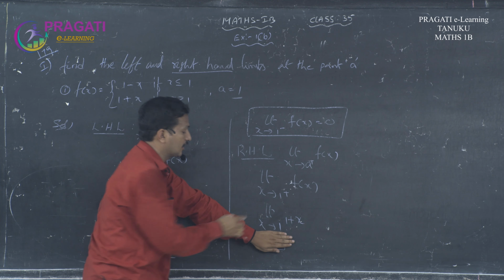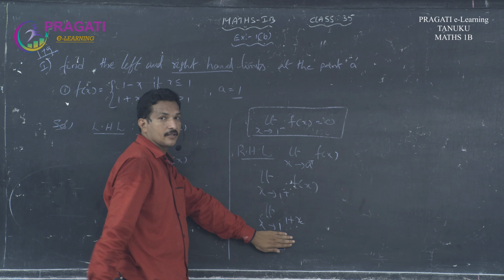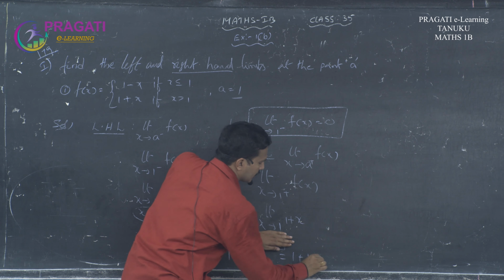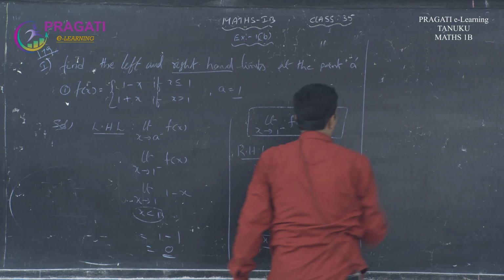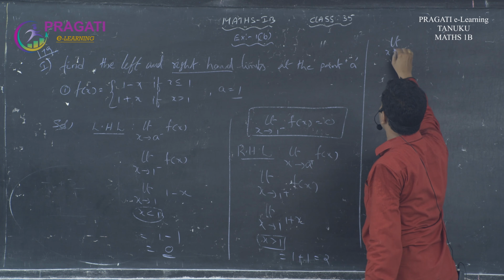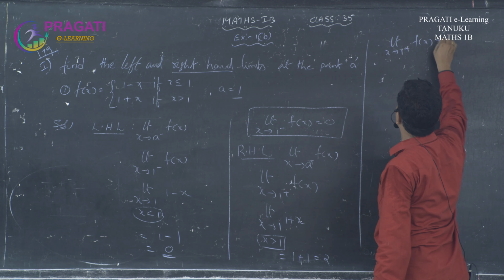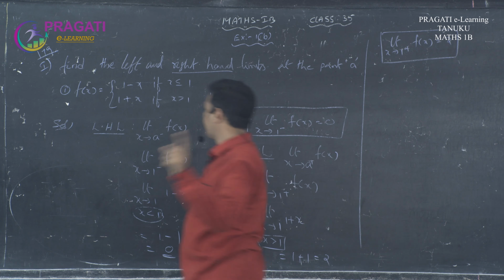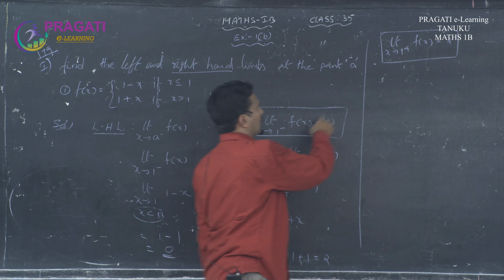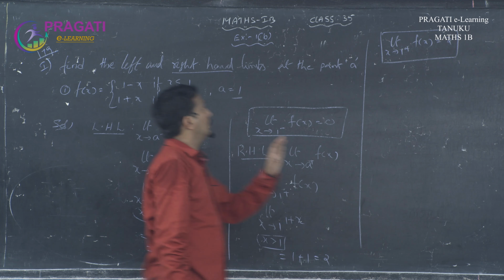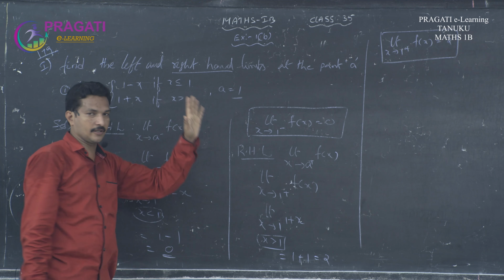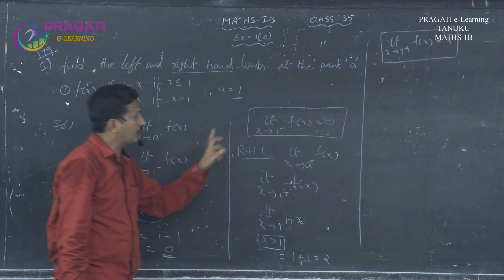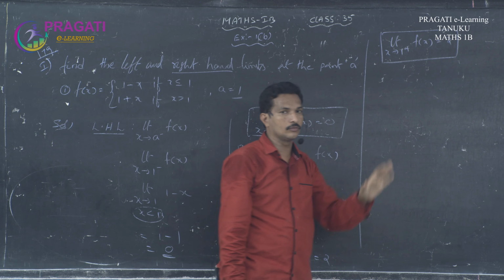Here the remaining function is limit x tends to 1, 1 plus x. By the direct substitution method, 1 plus 1 is equal to 2. Therefore, limit x tends to 1 plus f of x is equal to 2. Finally, in this problem, we find the left hand limit and right hand limit. You observe that left hand limit is equal to 0 and right hand limit is equal to 2.